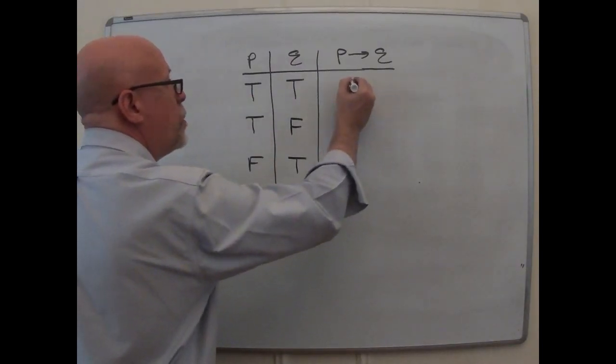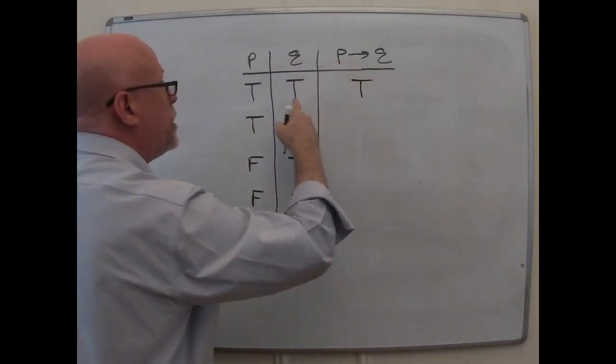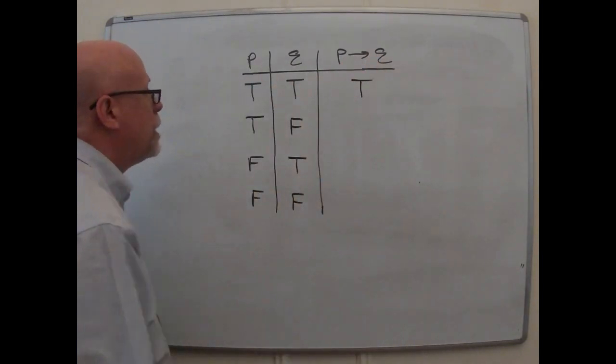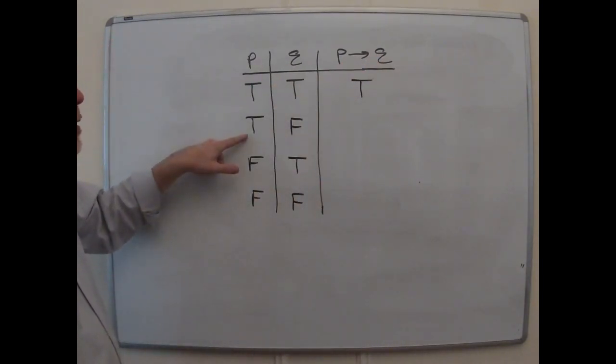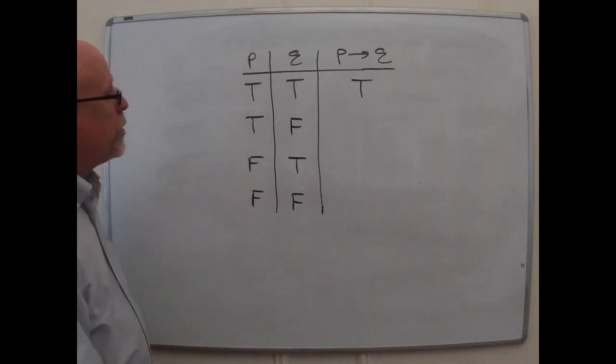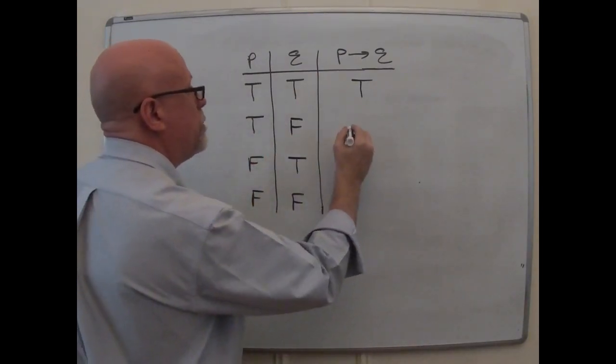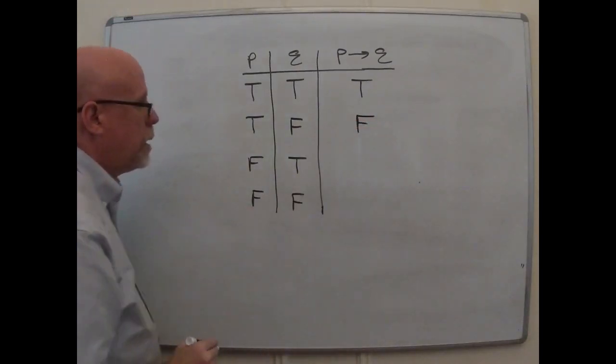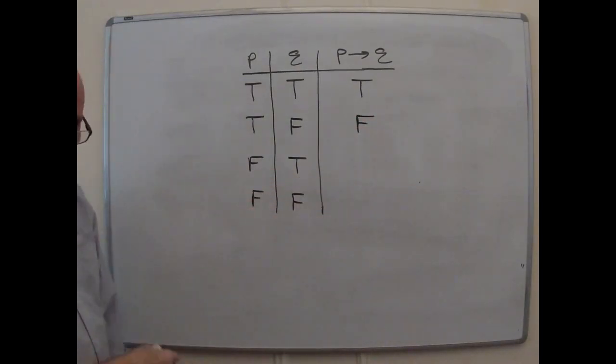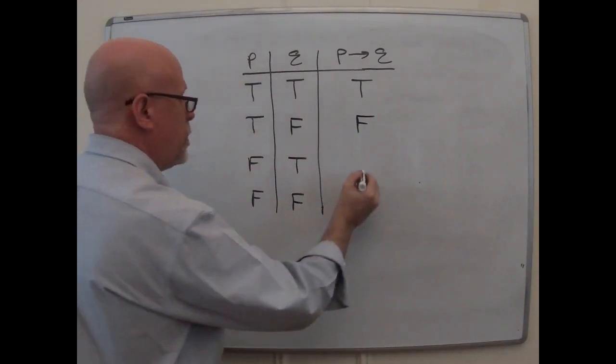True implies true. This is true. This is when you finish the lima beans and mom gives you the ice cream and you're happy. And the second line here is where we say mom lied to us. You finish the lima beans, she doesn't come across with ice cream. False. And these bottom two are where the benefit of the doubt thing comes in. We just say they're true.